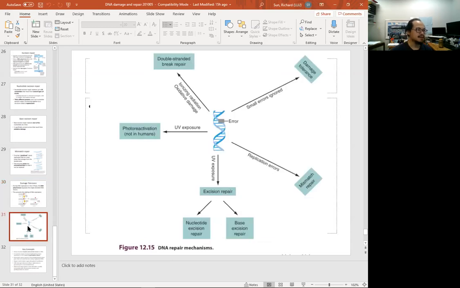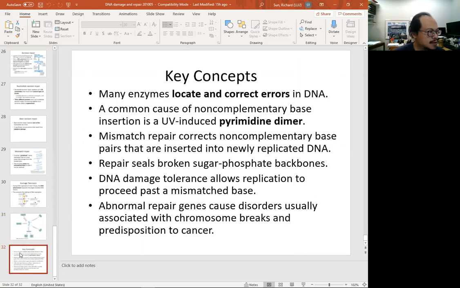So that summarizes the DNA damage mechanism and the DNA repair mechanism. Key concepts include that many enzymes can locate and correct errors in DNA. UV light damage, in particular UVB, is thoroughly studied. We know that it can cause the pyrimidine dimer, and then we can repair it.